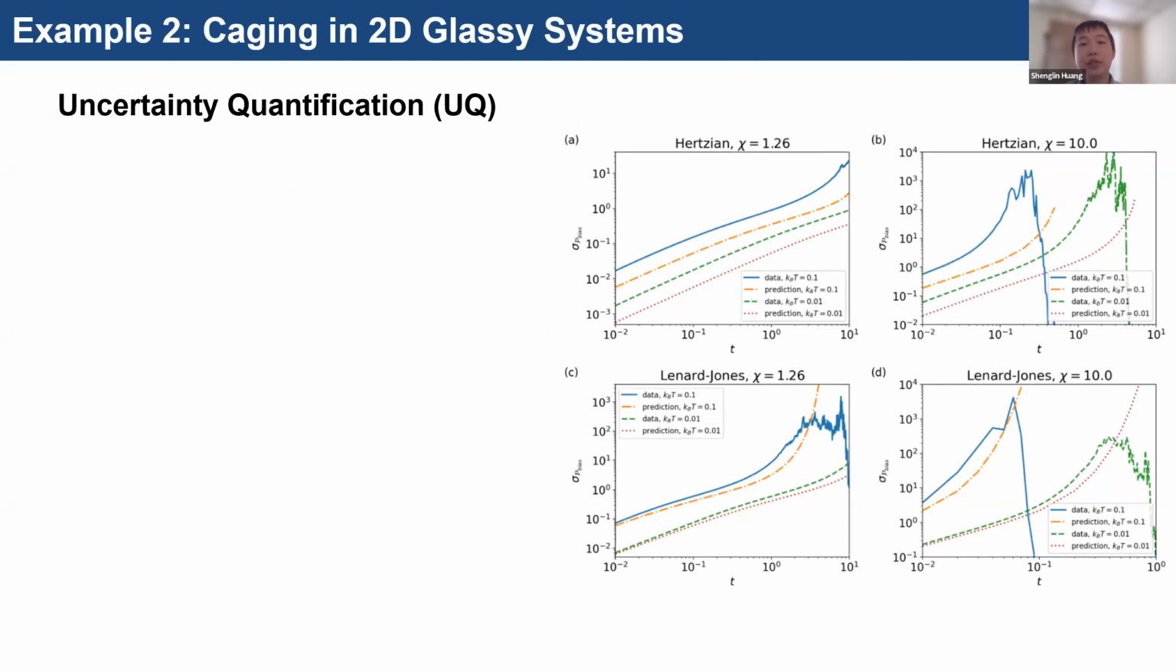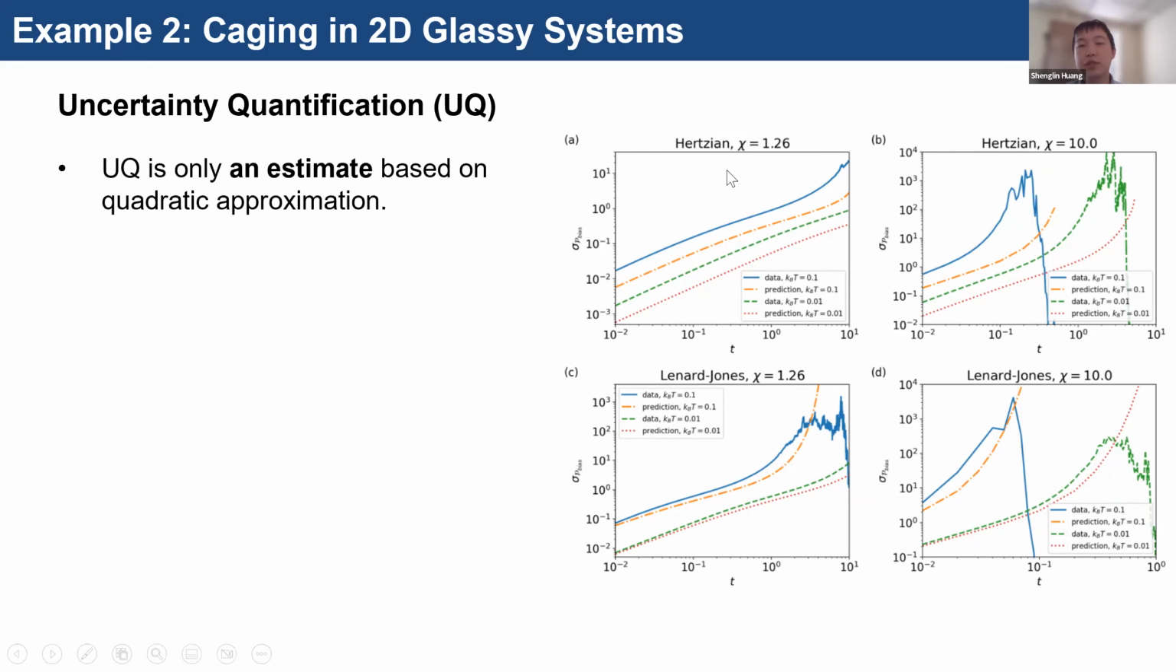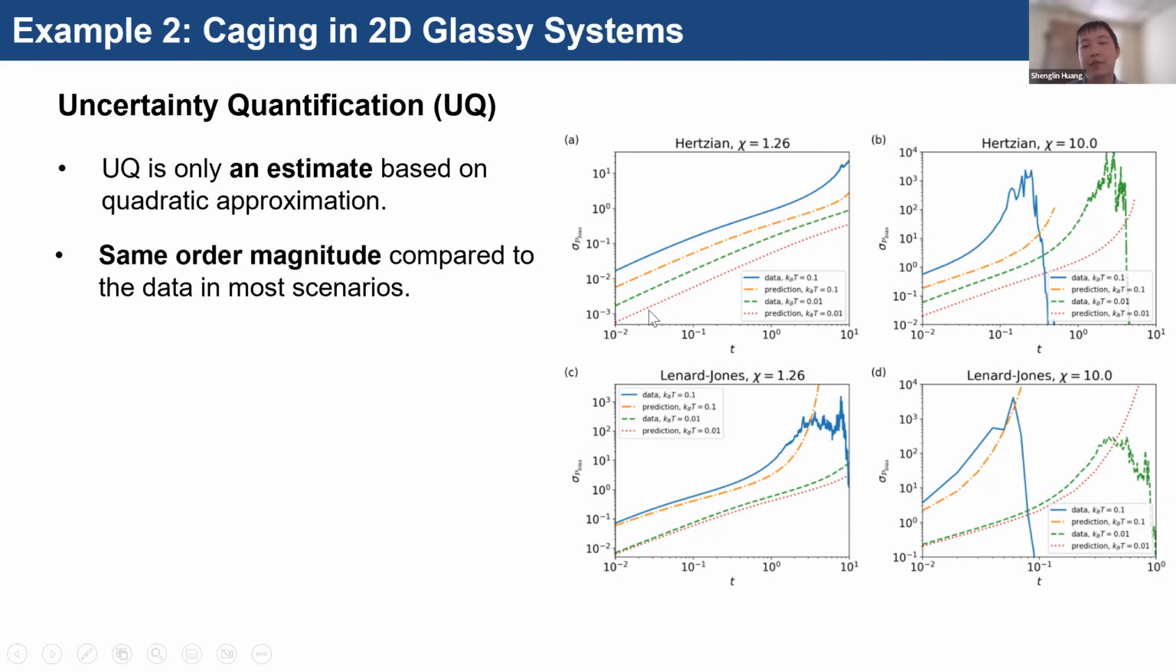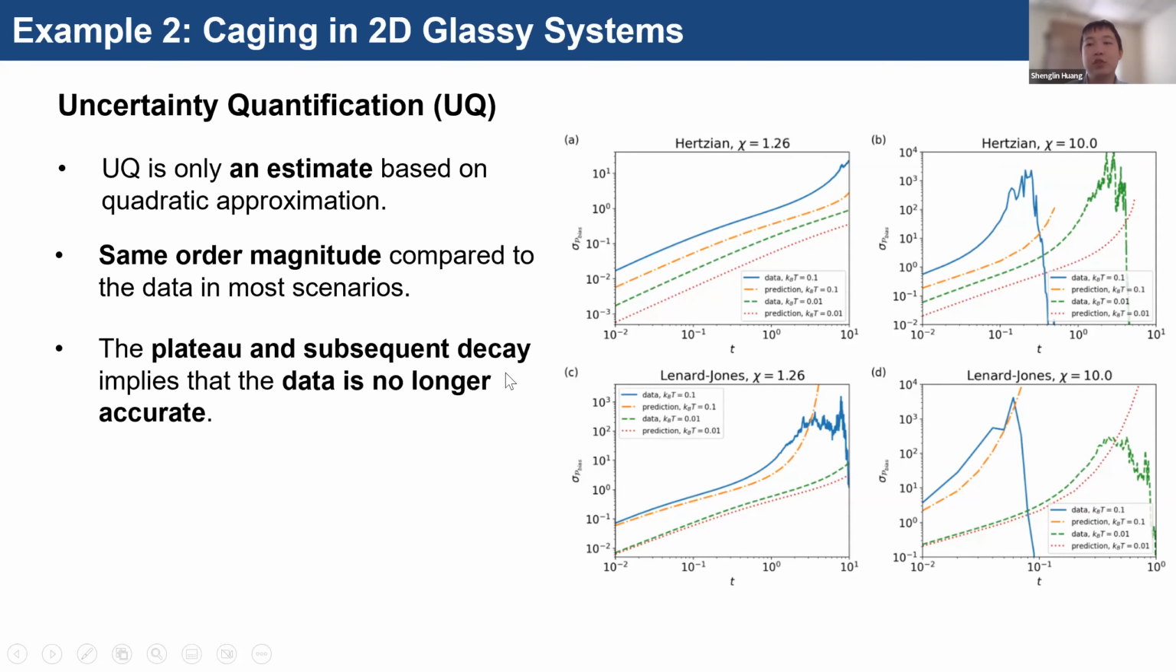Furthermore, we do uncertainty quantification of this process. Here are some results for Hertzian and Lennard-Jones potentials with different potential differences. First, I want to emphasize our UQ is only an estimate based on a quadratic expansion, but both Hertzian and Lennard-Jones are not quadratic and are actually far away from quadratic. So at the beginning, I didn't really expect our UQ to work. But from the results, we can see the prediction actually has a similar trend as the true results, and they're usually within the same order of magnitude. For example, here they're very similar, and this one, although they have like a half magnitude difference, has the same trend, which is very good.